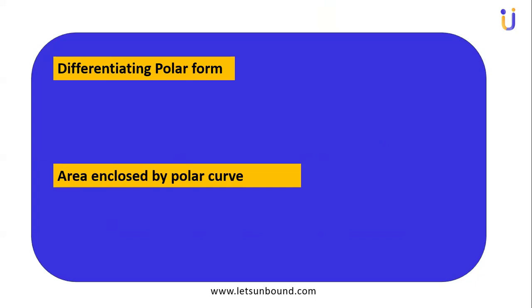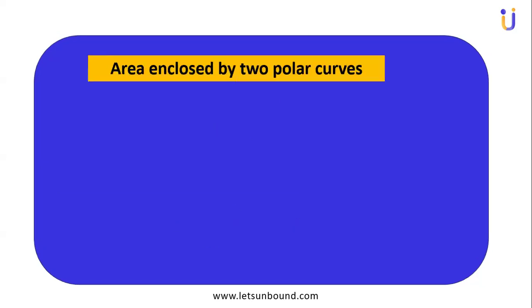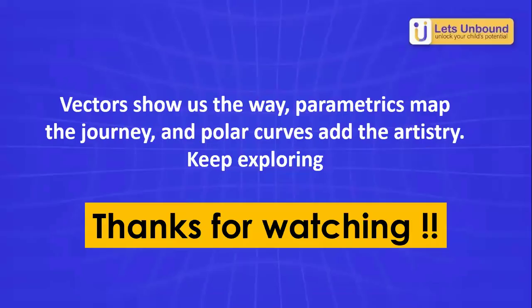Now, differentiating in polar form, the standard x and y form is r cos theta and r sine theta, so dy by dx is this. The area enclosed by a single polar curve is half the integral of r square d theta, not r square, but r of theta the whole square. For two polar curves, it's outer minus inner, and yes, the square will be there, with d theta. And here we should be careful with the bounds. This is the important part. And that simple it is.